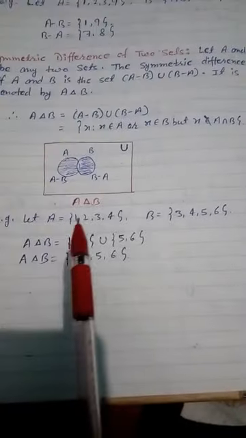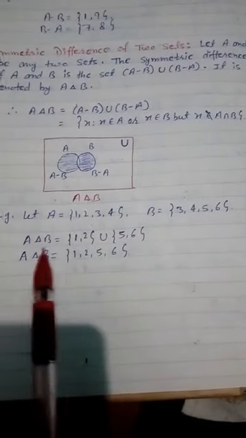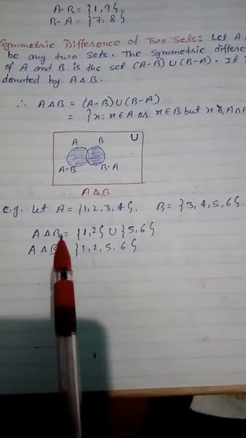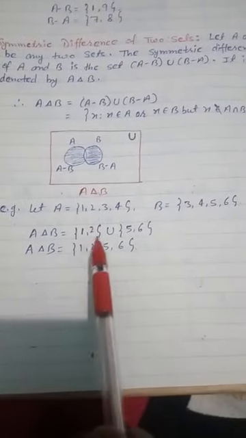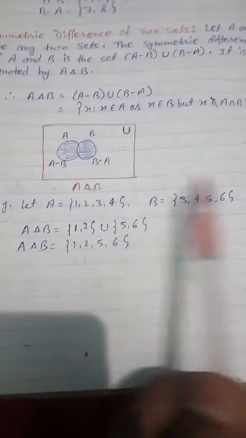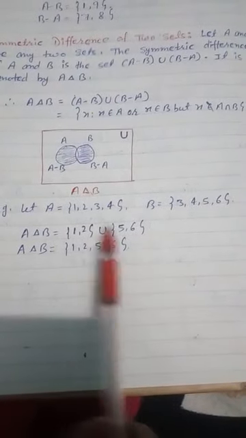For example, if A equals {1, 2, 3, 4} and B is {3, 4, 5, 6}, we have to find A symmetric difference B. Firstly we have to find A minus B, and A minus B is {1, 2}, B minus A is {5, 6}. You can see the union of these two sets is known as A symmetric difference B.